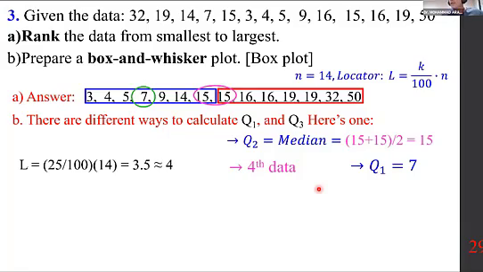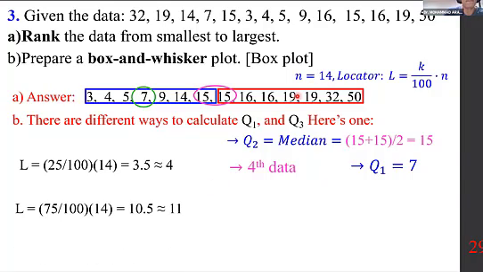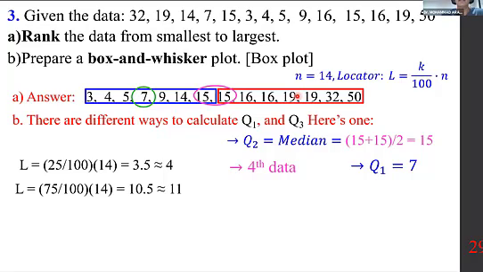For Q sub 3, you have to multiply by 0.75. So we're going to multiply N, which is 14, by 0.75, or 75th percentile in essence. That gives you 10.5. You go to the 11th piece of data, which is number 19, and that becomes Q sub 3. Also, it is the submedian, if you will. They also call it the second submedian or the median of the upper half.